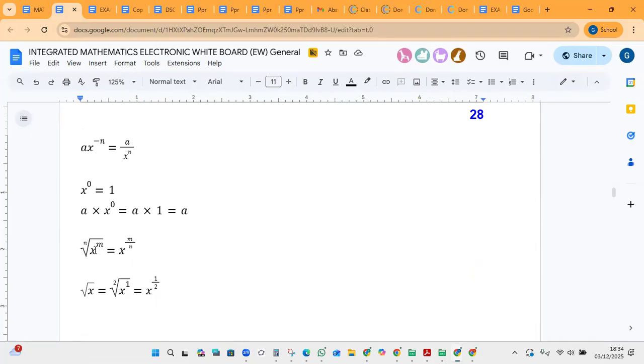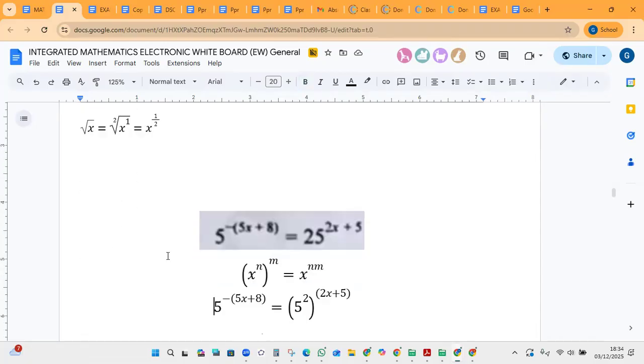So the power of the base under the radical sign will form the numerator, and the value of the radical sign will form the denominator. For example, you have the square root of x. There's an invisible 2 out there, and there's an invisible 1 above the x. So that invisible 1 will become the numerator, and the 2 will become the denominator. So the square root of x can be written as x to the exponent of a half. Cube root, x to the exponent of a third, etc.